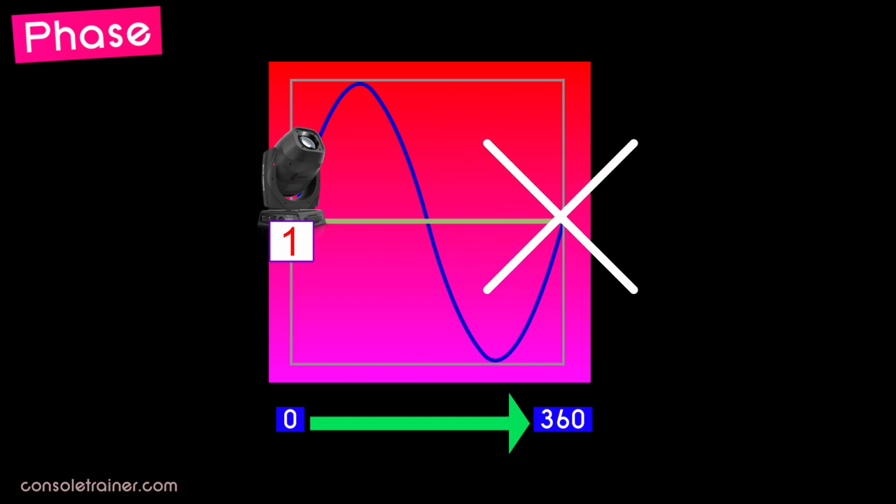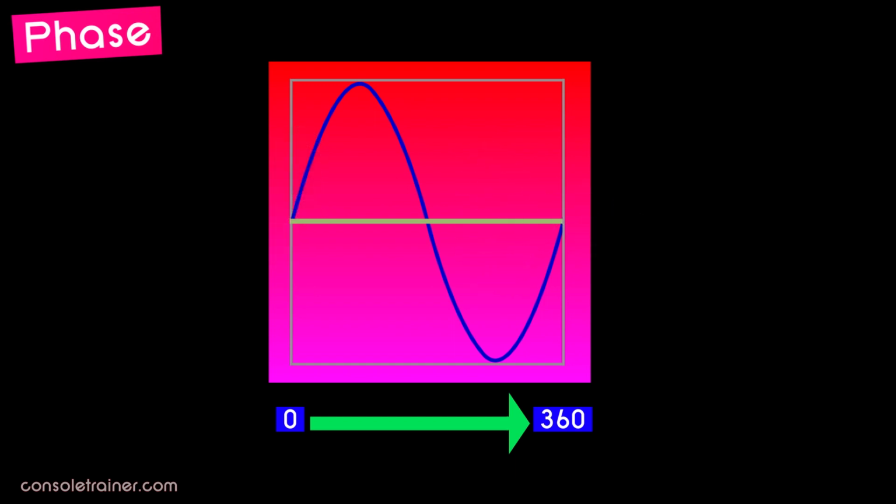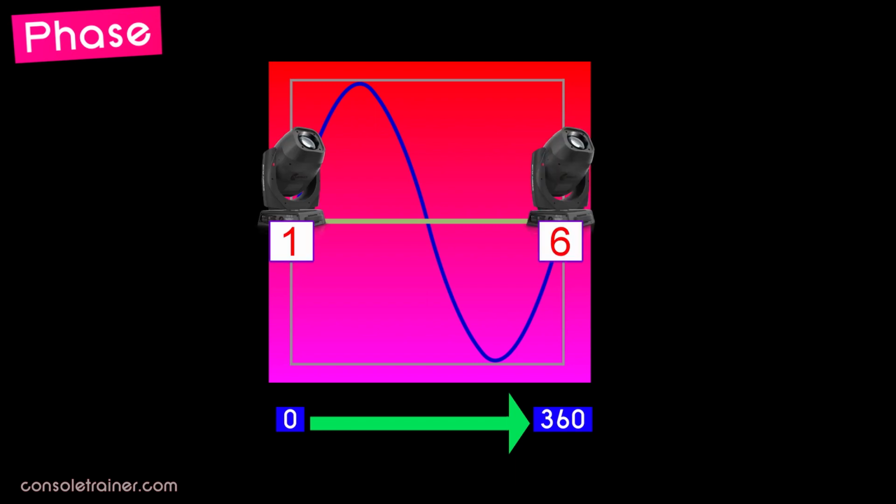So why doesn't it put that last one at 360? Remember how that 0 to 360 range ran across the space of one waveform? That means when the next waveform starts, 360 and 0 are at the same place. That would put the first unit in our selection at essentially the same phase point as the last unit in our selection. So they'd be doing the same thing instead of having an even spread.